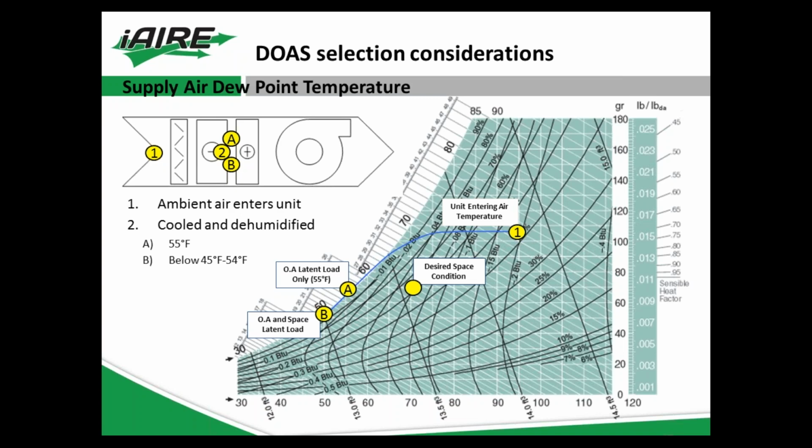And this is just the psychrometric chart of that. You'll see going from 1, that blue line of cooling, down to A or down to B. A would be the outdoor air latent only, so you'll see it's a little bit higher of a dew point, or going down to B would be that lower dew point to offset some of the space latent load.